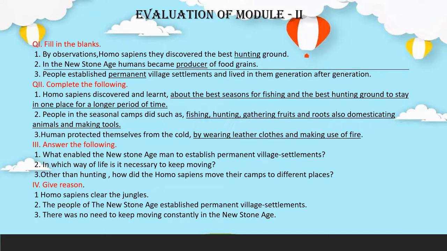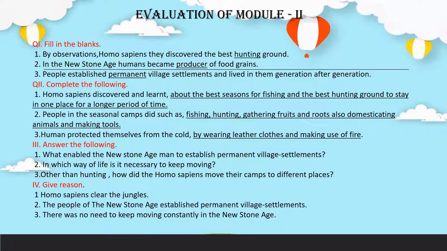Answer the following. What enabled the new stone age men to establish permanent village settlements? Answer: the nature of agriculture work made it possible for the new stone age men to establish permanent village settlements. Second, in which way of life is it necessary to keep moving? Answer: in the hunting and gathering way of life, it is necessary to keep moving all the time. Third, other than hunting, how did the Homo sapiens move their camps to different places? Answer: other than hunting, the Homo sapiens harvested seasonal wild grains and gathered seasonal fruits and roots.